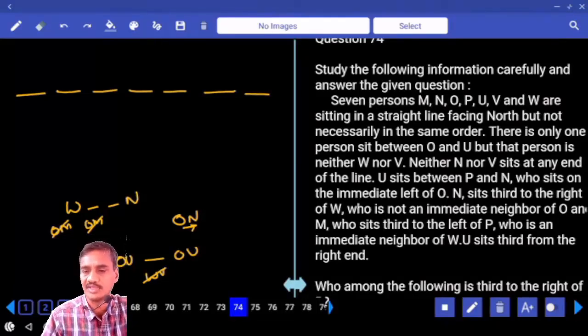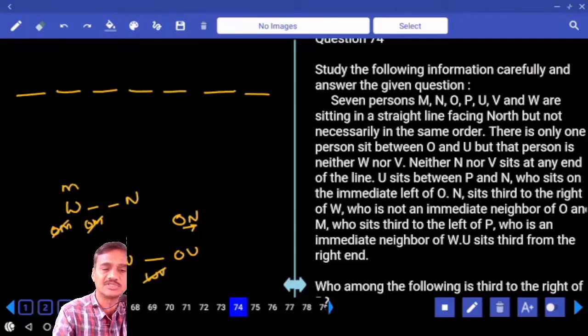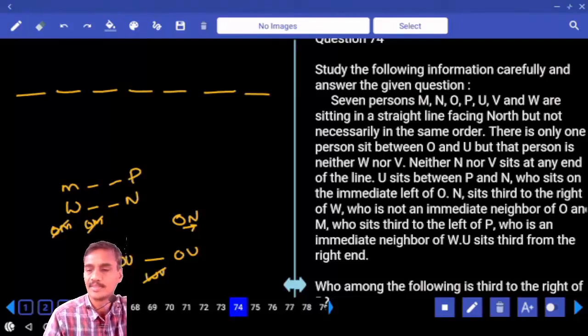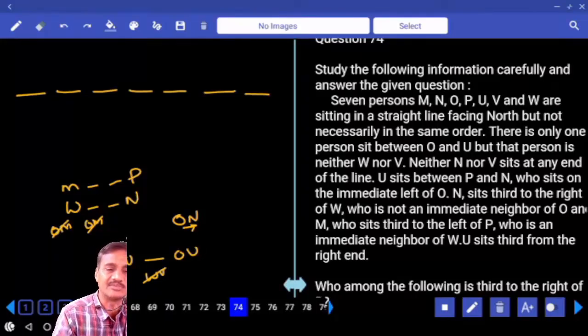And in the same way, M sits to the left of P. Now this M is seated to the left of P. And P is an immediate neighbor of W, isn't it? P can be either this side or this side. And how many possibilities do we have? 2 possibilities. Hence M blank WP is one possibility.